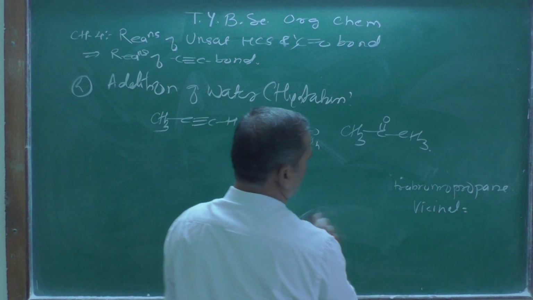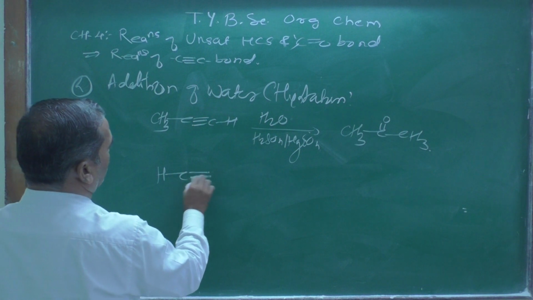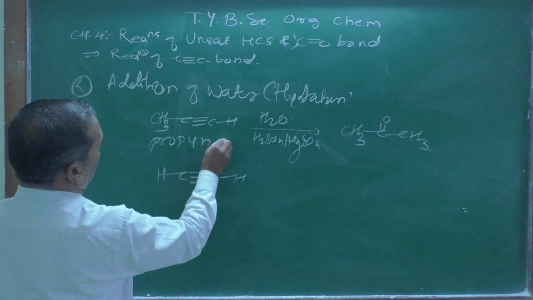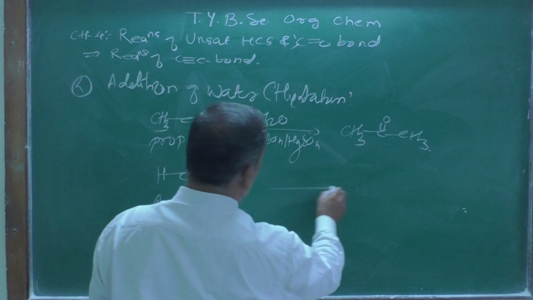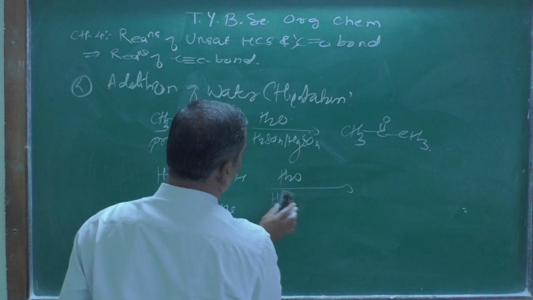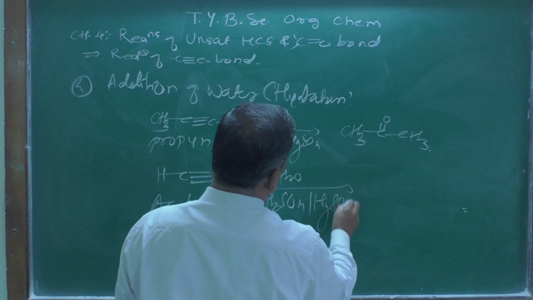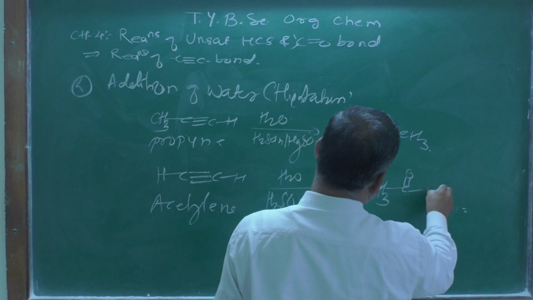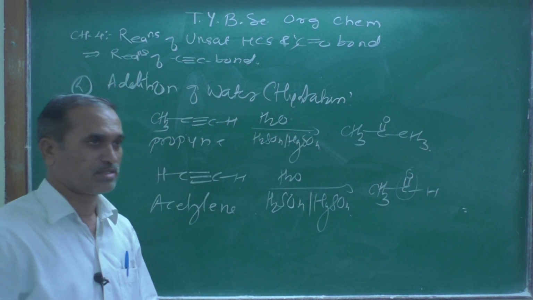Why are we getting such a product on adding water? Suppose you have this compound with a triple bond, CH. This is propyne, you know that, and this is known as the acetylene molecule. When acetylene is treated with the same reagent, H2O in the presence of H2SO4 and HgSO4, what does it give? It gives acetaldehyde, with a C double bond O and H, a carbonyl group. Here we are getting acetaldehyde, but there we are getting acetone.